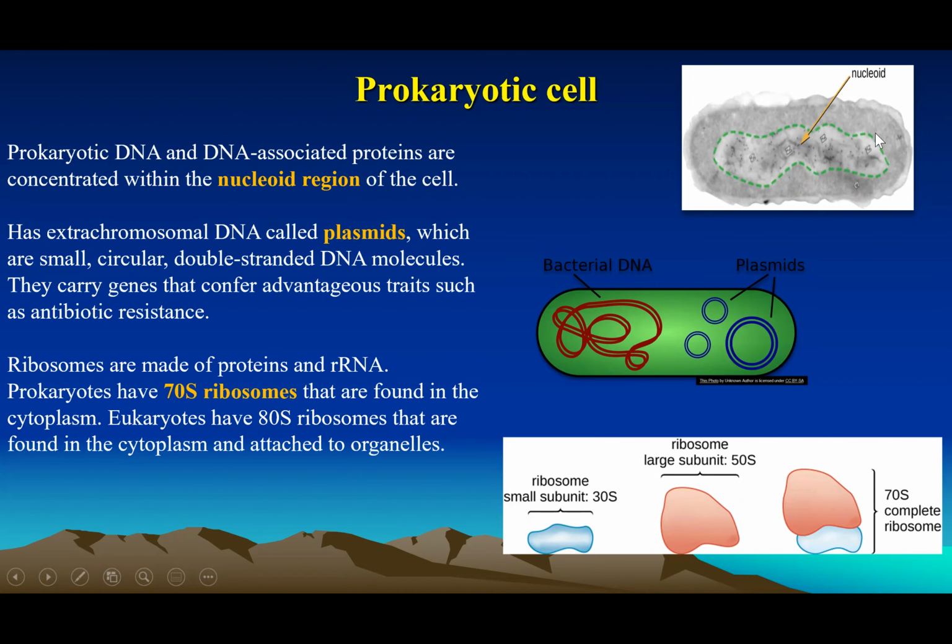And then throughout the cytoplasm, you can see these dots, which are ribosomes. So prokaryotes have 70S ribosomes, whereas eukaryotes have 80S ribosomes. It's referring to the sedimentation gradient, the size of the ribosome.